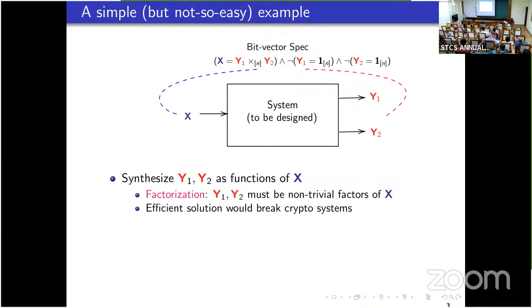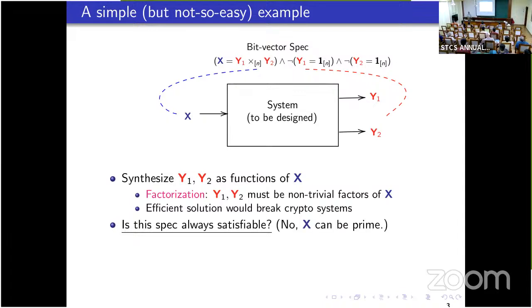Here the whenever possible clause is like, if x was a prime, then there is nothing. So that's my next bullet. Is this specification satisfiable for all x? Clearly not. If x is a prime, then I cannot have any y1 and y2. But I hope all of you will agree that this is still an interesting problem. We're talking about non-trivial factorization.